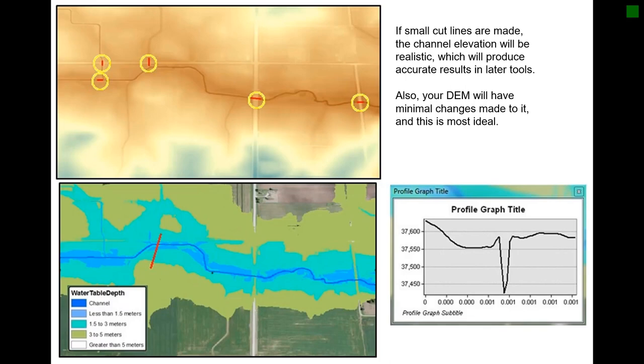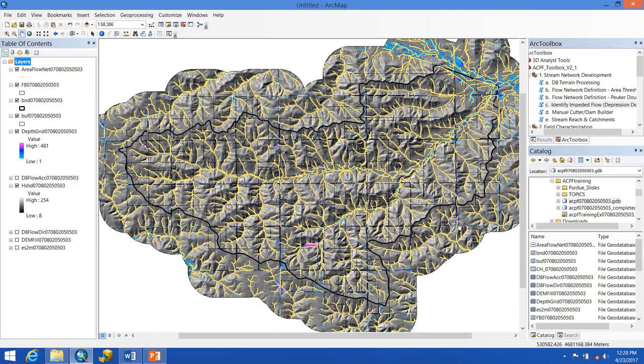Here's that same example shown earlier, but now the correct height above channel values are given. We have areas that are considered channel, less than 1.5 meters, and so on. To begin the process of creating cut lines and dam lines, we first need to make the feature class so we can populate them in. We'll go over to our file geodatabase where everything else is being saved to.